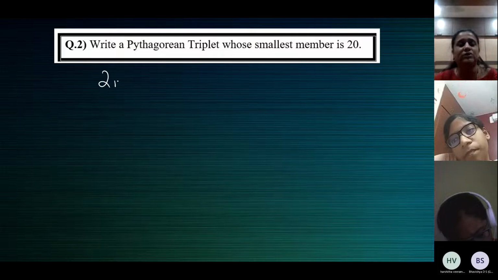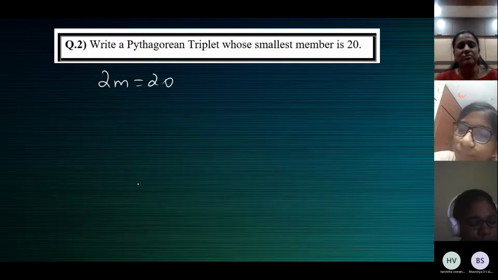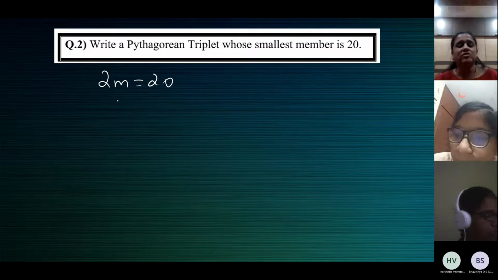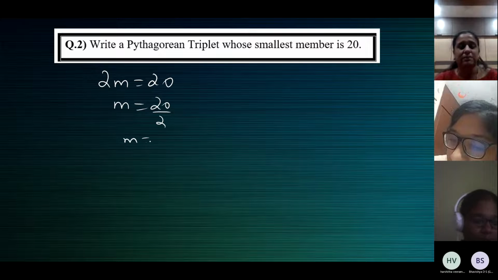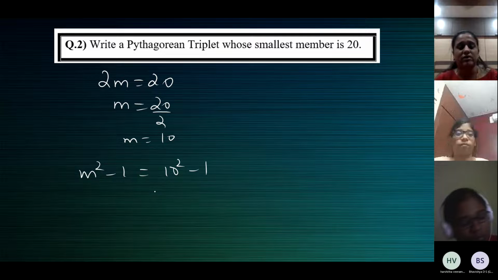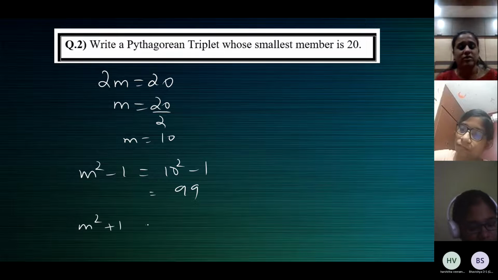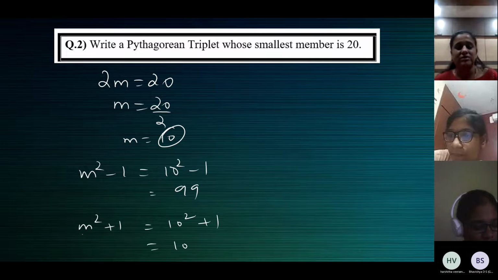That means 2m should be 20, because 2m is the smallest member. So from this you get the value of m. m is equal to 20 by 2. m is equal to 10. So we got the value of m. Now, which is the other member? m square minus 1. So 10 square minus 1. 100 minus 1, 99. And the other member, m square plus 1. m is 10, so 10 square plus 1. So 100 plus 1, 101.